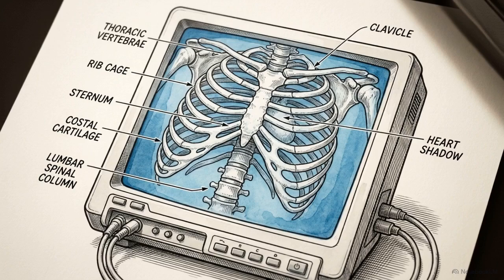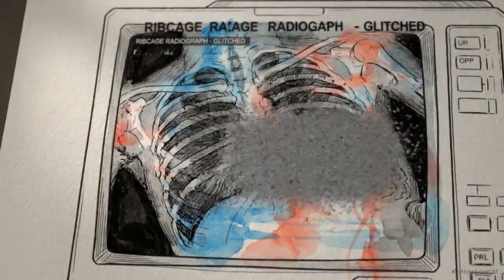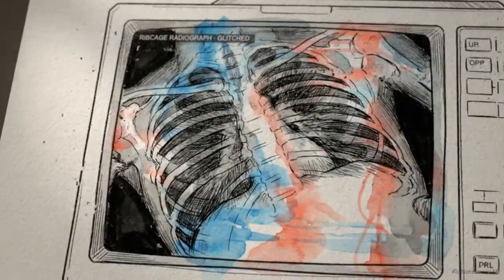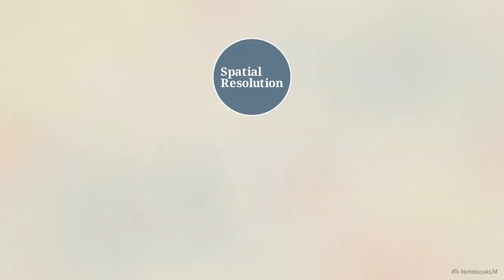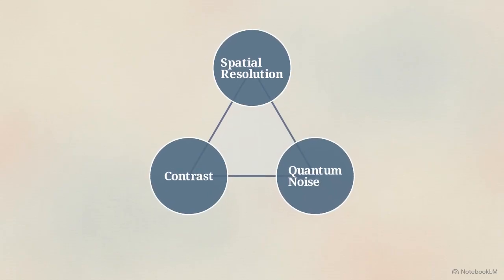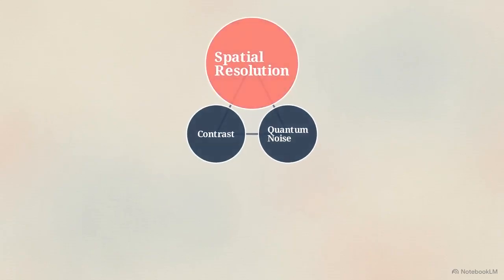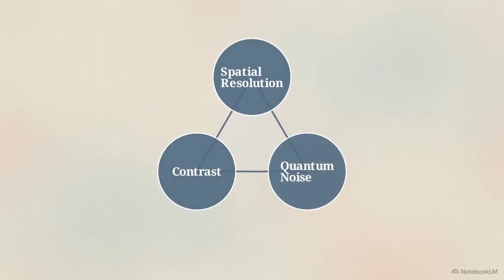A diagnostic radiograph is only as reliable as the physics capturing it. When those physical constraints are unmanaged, a perfectly sharp anatomical map collapses into a blur of useless noise. Radiographic quality is a zero-sum mathematical optimization problem rather than a simple collection of machine settings. Three core physical variables dictate the final image: spatial resolution, contrast, and quantum noise. They constantly fight for dominance. Pulling on one variable mathematically forces a compromise in the other two.